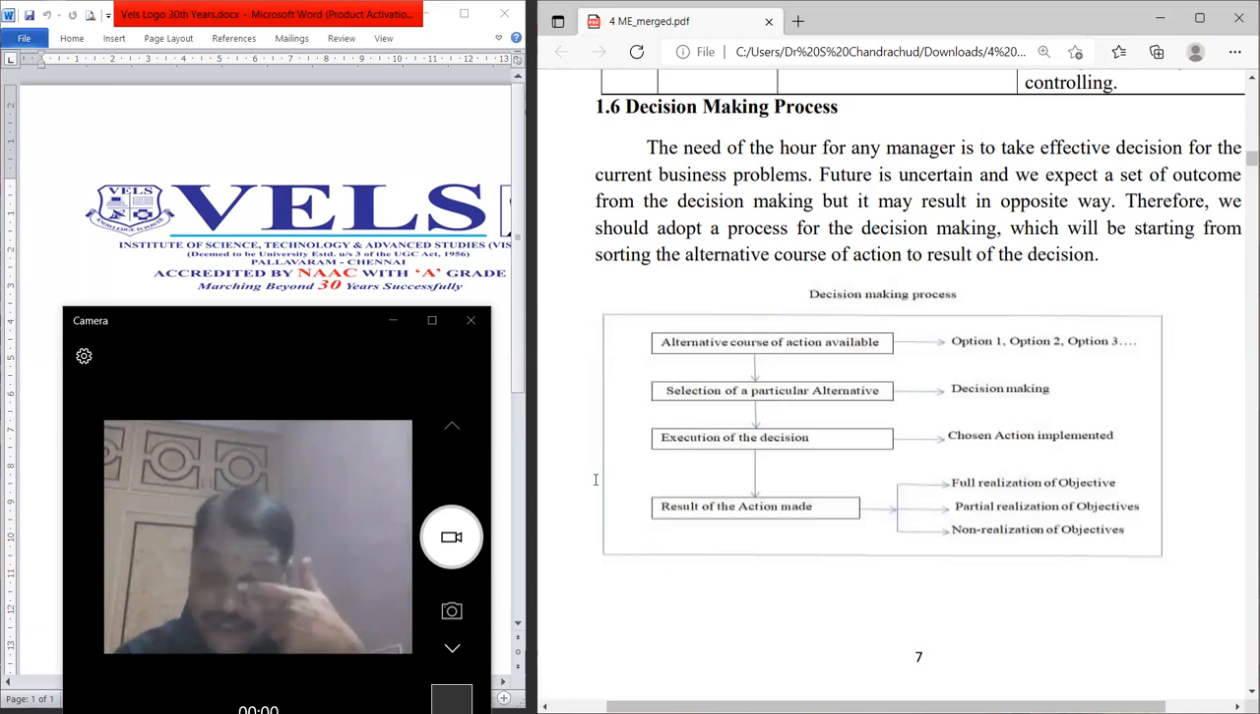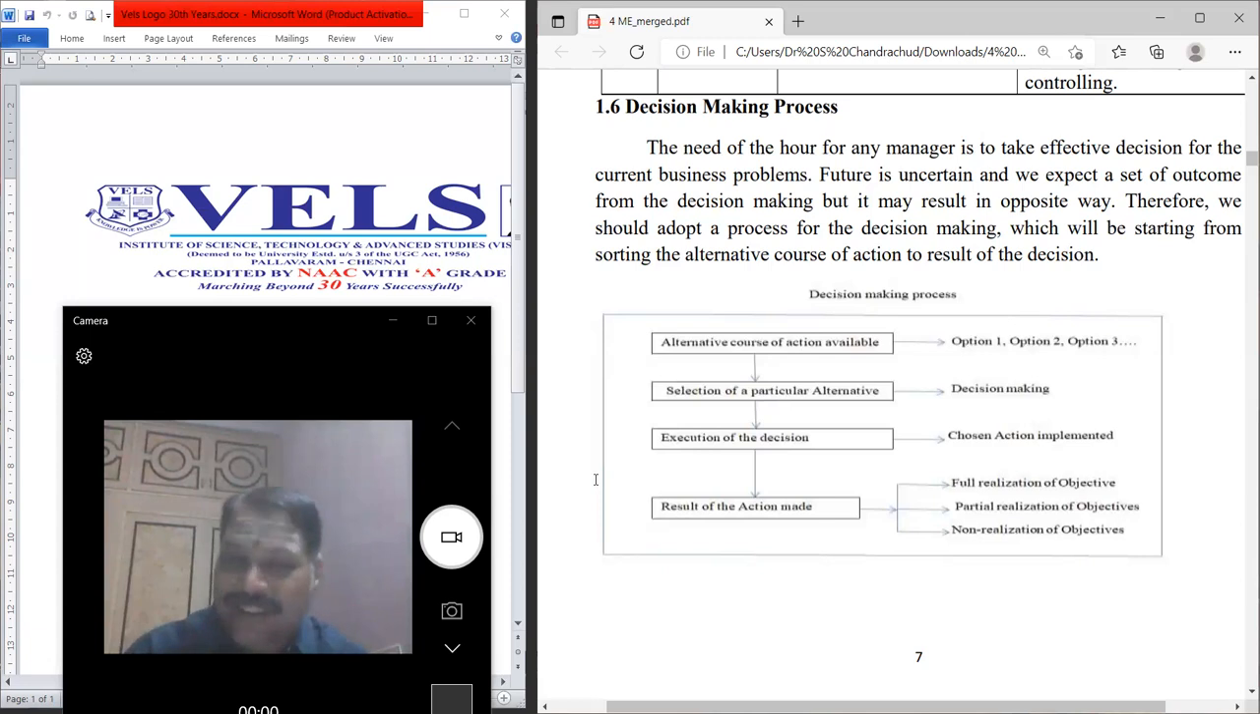After taking a decision, we should execute the decision. How to execute? By choosing a course of action which is to be implemented. Finally, the result of the action made. So there are 3 possible outcomes of your decision. The full realization of objective: if you take a perfect decision, then it is full realization. Sometimes 1 or 2 negative points will be there, so it is called partial realization of the objective.